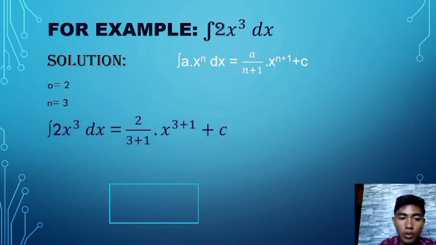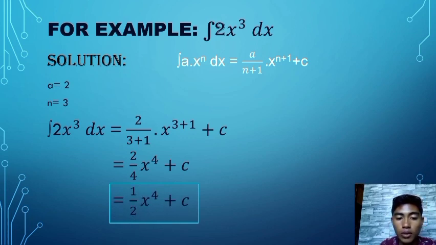Now, let's solve this problem. The integral of 2x cubed dx is equal to 2 over 3 plus 1 dot x raised to 3 plus 1 plus c. How? Because we apply the power formula. And we get 2 over 4 x raised to 4 plus c. And so we get the final answer, which is 1/2 x raised to 4 plus c. For more understanding, let's have some examples.